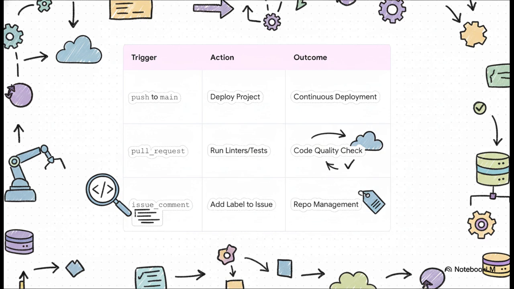And look, this stuff goes way beyond just a simple test and build pipeline. Think bigger. You could set it up to automatically deploy your site to production the moment you merge a pull request into the main branch. Or how about this? Run a code linter on every single pull request to automatically check for style issues. You can even get into repository management, like automatically adding a needs review label to an issue as soon as someone comments on it. The possibilities are pretty much endless.